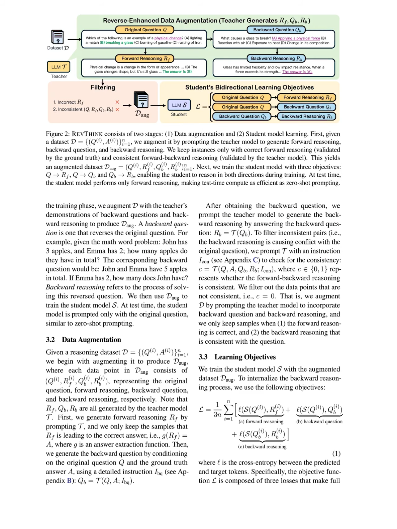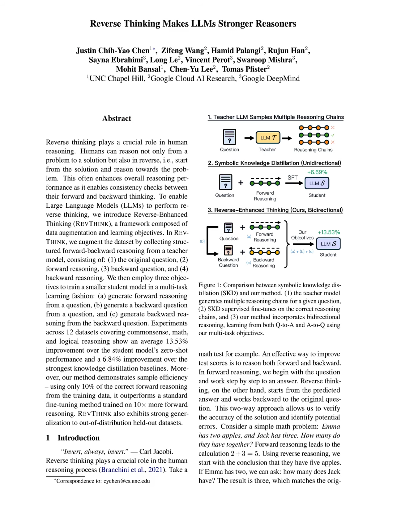To illustrate how REVTHINK generates a backward question and backward reasoning, consider the forward question: John has 3 apples and Emma has 2. How many apples do they have in total? The algorithm begins by prompting the teacher model to generate forward reasoning, which would yield the answer: they have 5 apples in total. Next, REVTHINK formulates the backward question by reversing the original question, resulting in: if Emma has 2 apples, how many does John have?